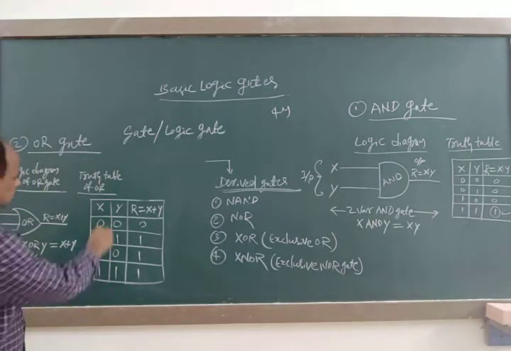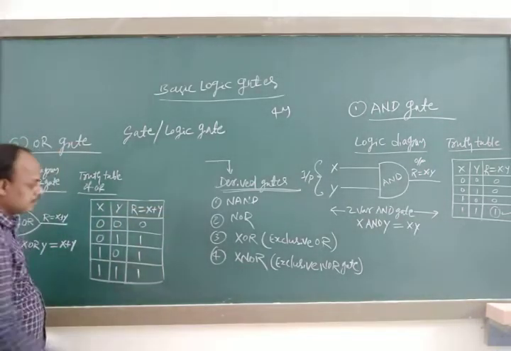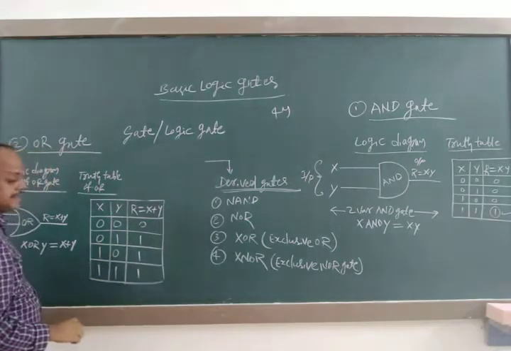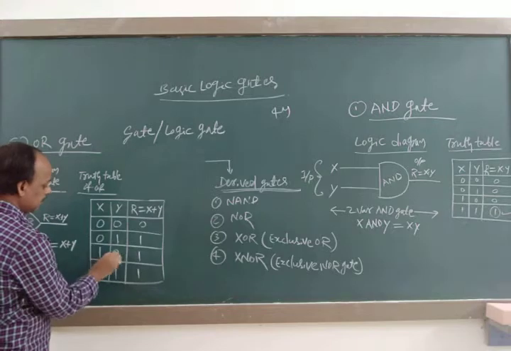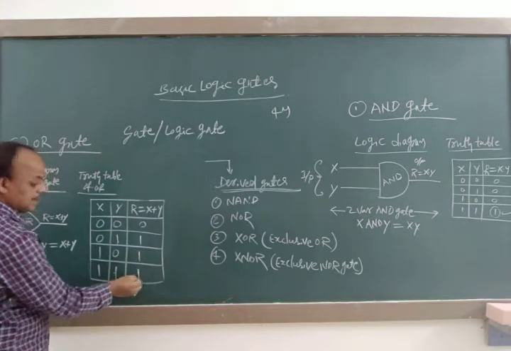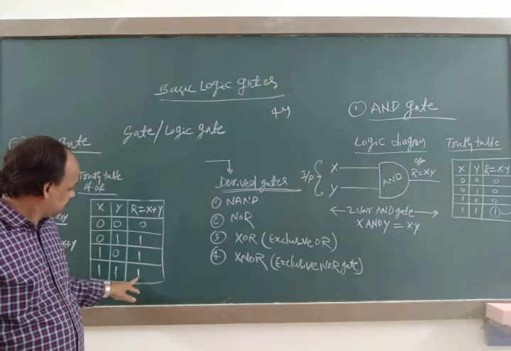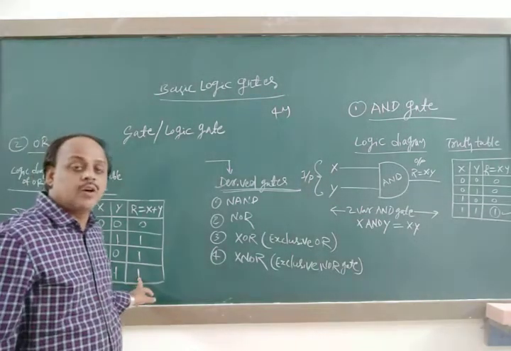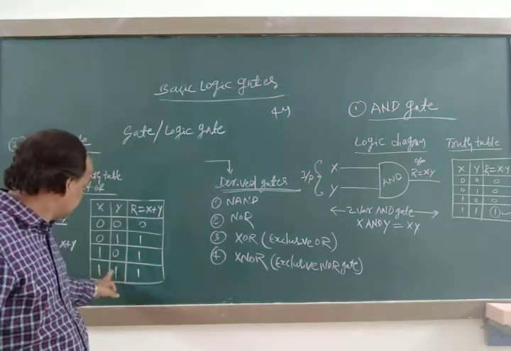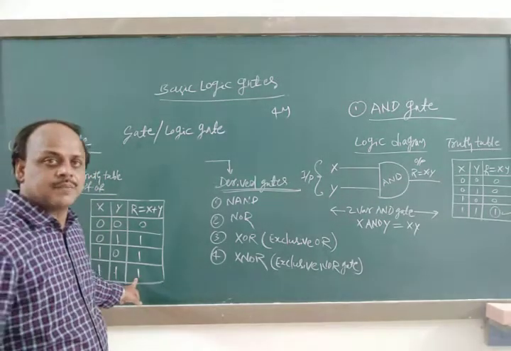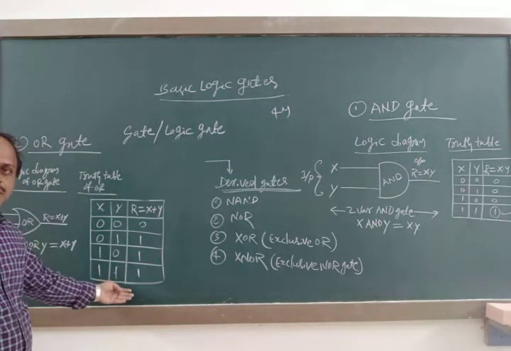See here, X and Y are the two inputs. Resultant expression equal to X plus Y means perform the logical operation here. Addition: 0 plus 0 is 0, 0 plus 1 is 1, 1 plus 0 is 1, 1 plus 1 is 1. Because we are using logical operations, we have to use only Boolean values. That's why 1 plus 1 is 1. We discussed this in the last chapter, right? So here this is nothing but the truth table.